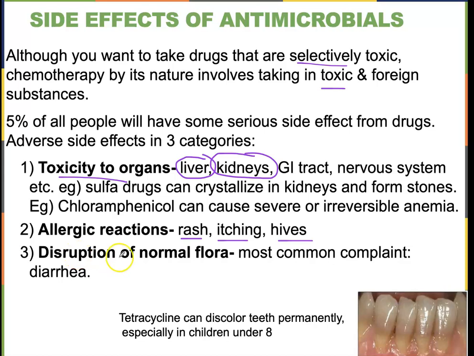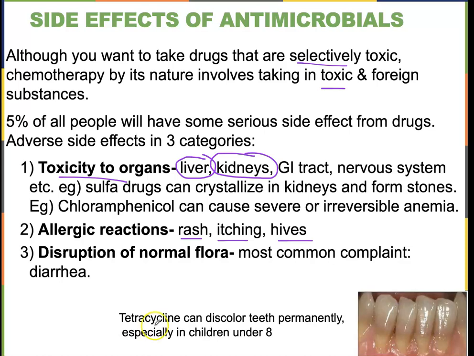The third thing here is disruption of normal flora, which is what we talked about in superinfections. It's the most common because when you take an antibiotic, it will kill off the intended pathogen that's making you sick, but it also kills off some of your microbiome. It just does. And so when you upset the balance of the microbiome, diarrhea is a common symptom of that.